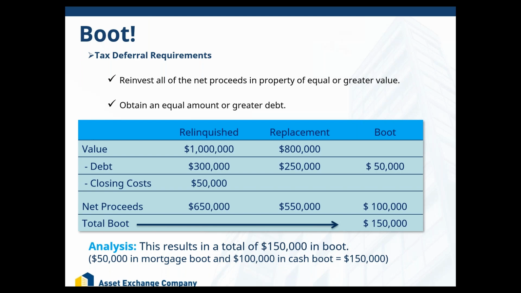But if the CPA comes back and says the taxes that you're going to pay on boot are going to be about the same, or in some cases might even be greater than if you just sell the property outright, then it's probably a really easy decision for you. Don't do a 1031 exchange. You're going to lose money. All right, so again, always talk to your CPA. Make sure you know your numbers before you do anything.